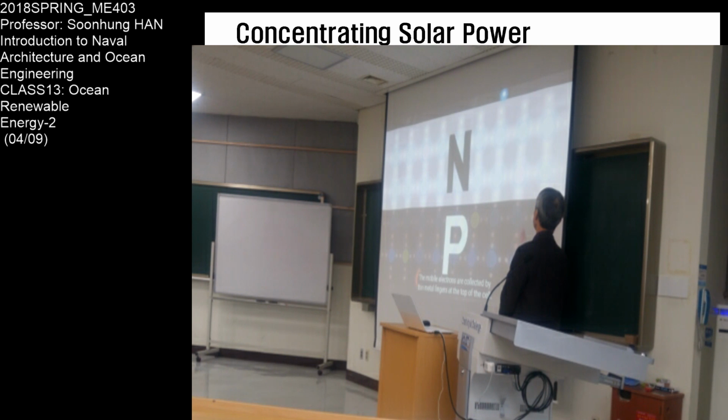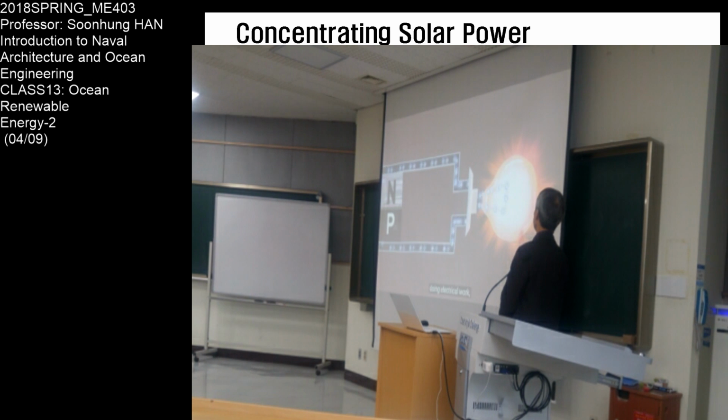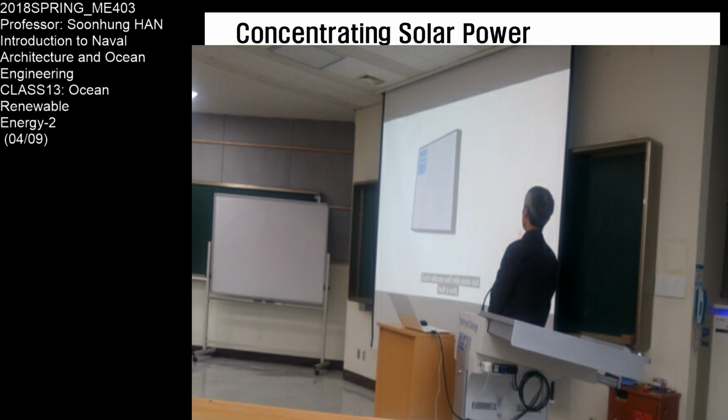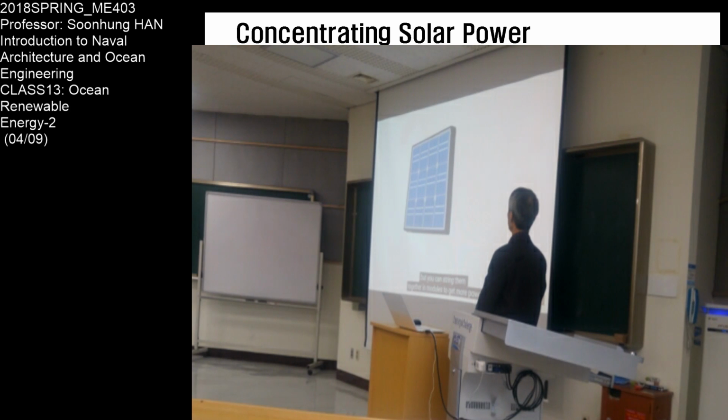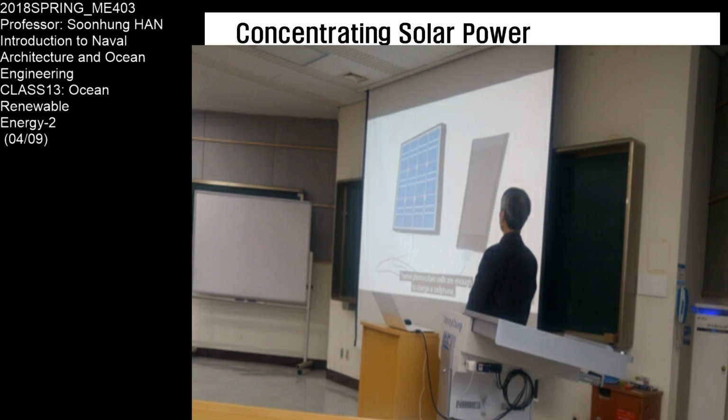The mobile electrons are collected by thin metal fingers at the top of the cell. From there, they flow through an external circuit, doing electrical work like powering a light bulb, before returning through the conductive aluminum sheet on the back. Each silicon cell only puts out half a volt, but you can string them together in modules to get more power. 12 photovoltaic cells are enough to charge a cell phone, while it takes many modules to power an entire house.